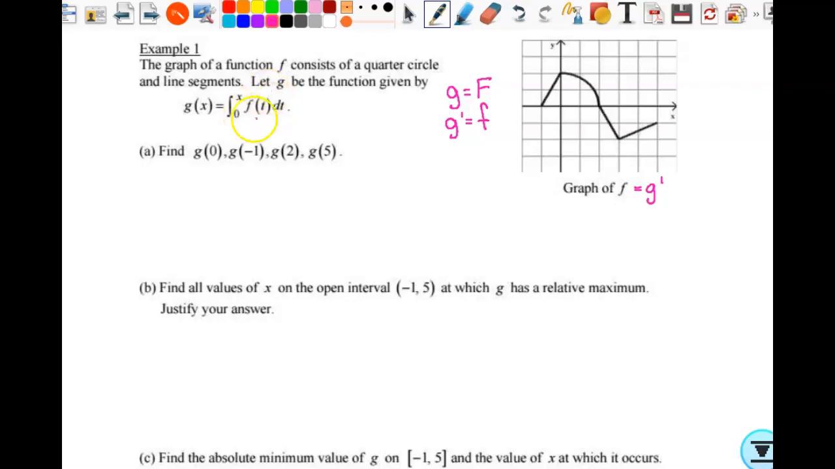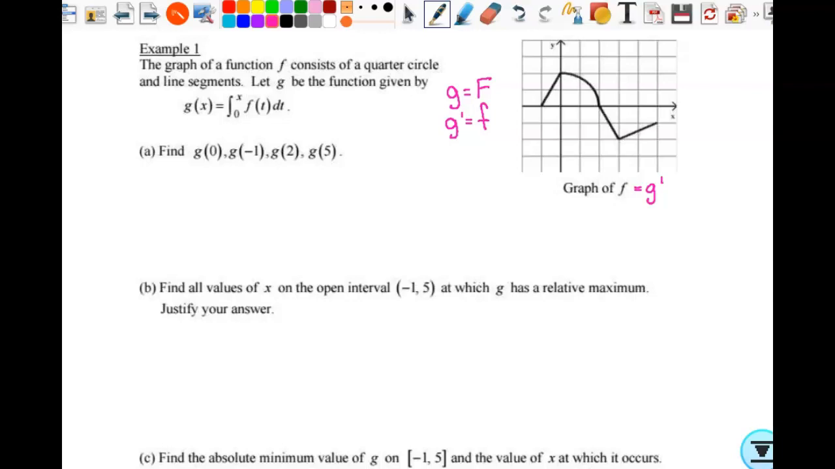If I integrate little f, I get big F. So that means g is equal to big F. So g is equal to big F, so g prime is equal to little f. Does that make sense? And I'm going to denote it over there so that we make sure that we know what's going on with our graph. Okay? So here's how these work.